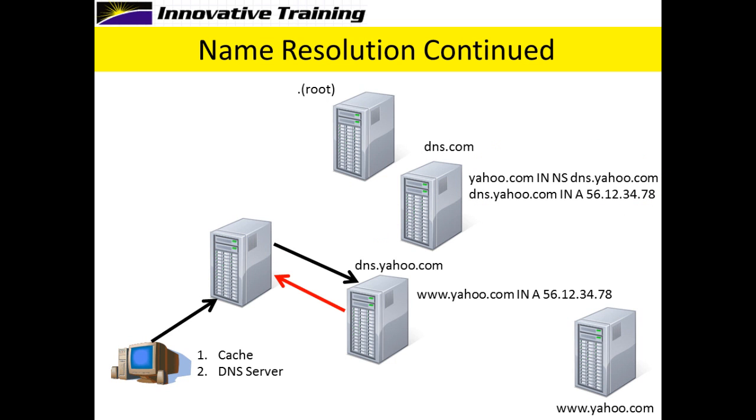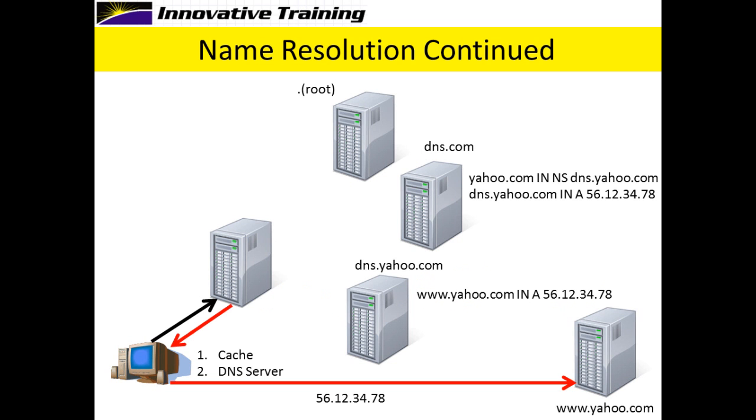My DNS server is finally going to contact the DNS server that's authoritative for Yahoo.com. That DNS server has a record for www.yahoo.com in its zone that gives the IP address for that particular server. It goes back to my DNS server. My DNS server puts it in the cache, sends it to the client. The client puts it in its cache, and then finally it contacts the other host via its IP address.